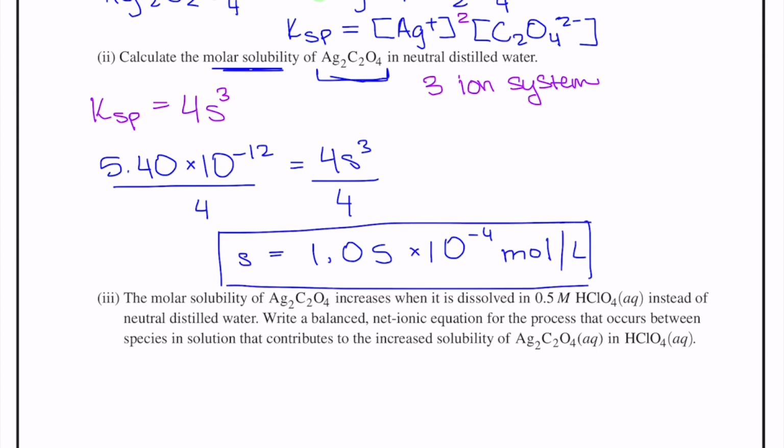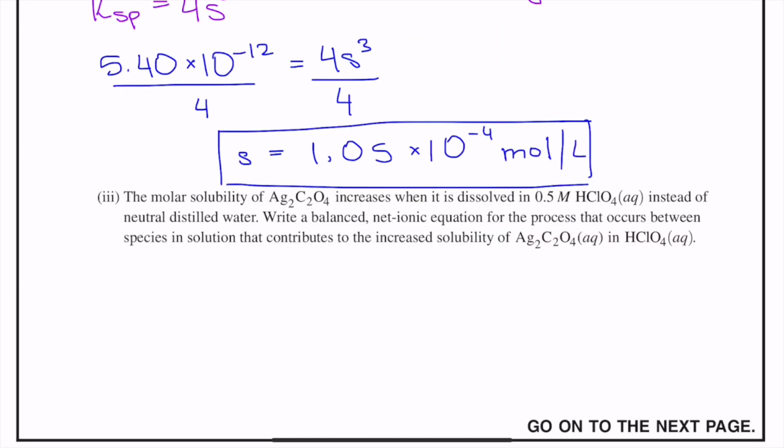So now the next subpart talks about how the solubility of this silver oxalate is increased when it is dissolved in perchloric acid. Now they want a net ionic equation for the process that contributes to this increased solubility. You might be looking at this question like, how does the solubility increase? But they don't really want to know that. All they want is the net ionic equation. So they've already given you your reactants. Just go ahead.